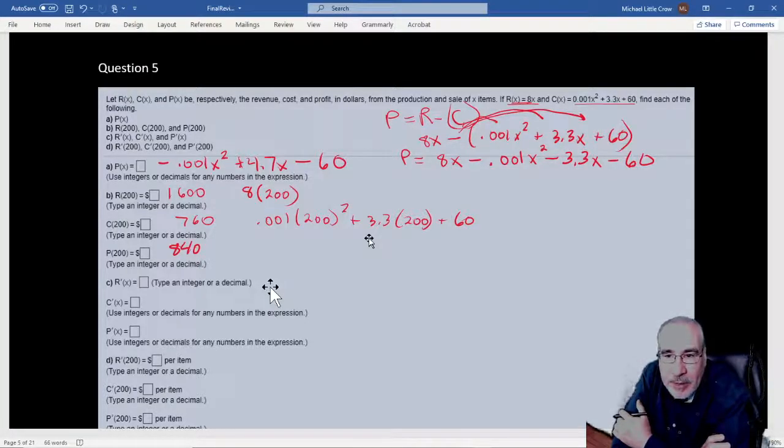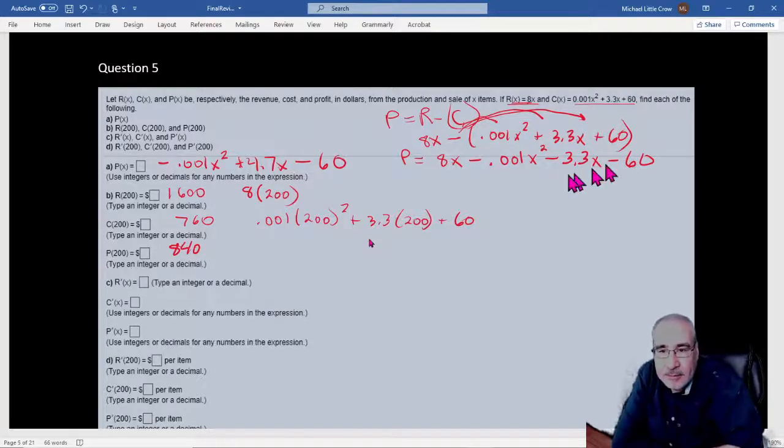Okay, the derivative of the revenue function. Again, remember the revenue function's up here, it's 8x, take its derivative, it's just going to be 8. Derivative of the cost function. Let's see, we're up here, right? So 2 times 0.001 is going to be 0.002 x to the 1 power, because the 2 came down, 2 minus 1, plus 3.3. So that's our marginal cost to produce one more.